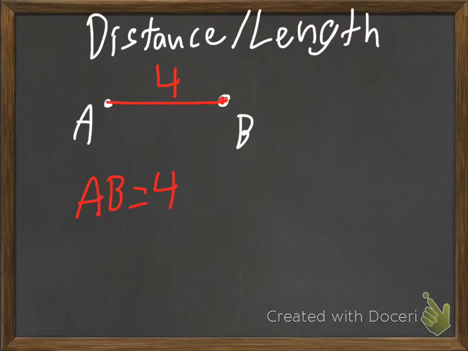Now you notice that the AB looks kind of like the segment part without the little bar on top. Whenever you write a distance or a length, you don't write the little figure above the letters. And this will only really work for segments. You can't find the distance of a line or a ray because they go on forever. So we know that AB equals 4.